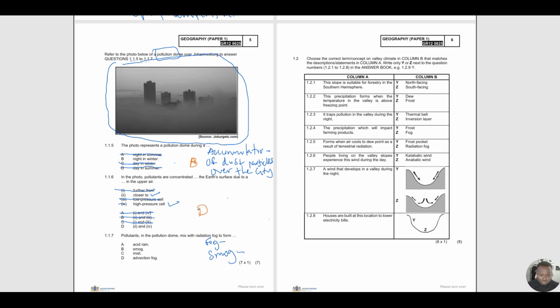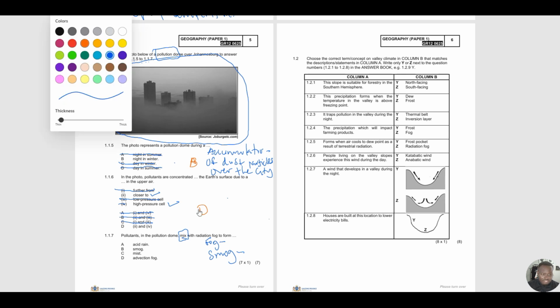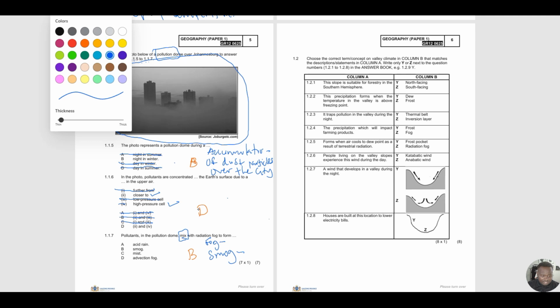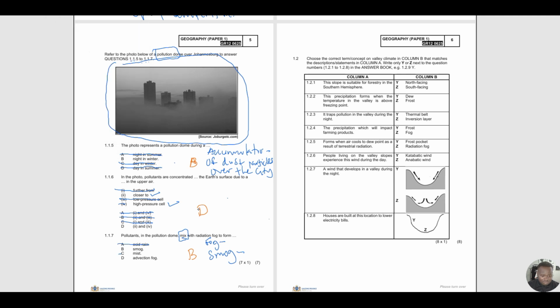So we are being told here pollutants in the pollution dome mix. So the term mix is going to direct us to B. It's going to direct us to B, the smoke, because it can't be acid rain, mist, advection fog. No, the answer is smoke.